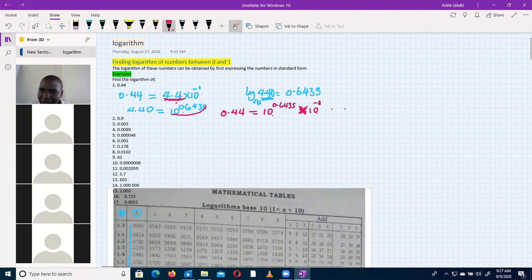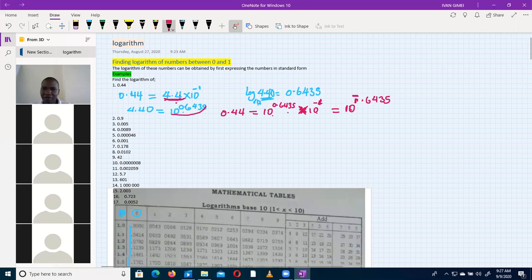and this will be the same as 10 to the power of this 1, we are going to put its negative on top. This will be 1, and this is 1 bar, or you can call it bar 1. It's because it is negative, so I'm attaching this negative on top. Then 0.6435. That's how we write it.